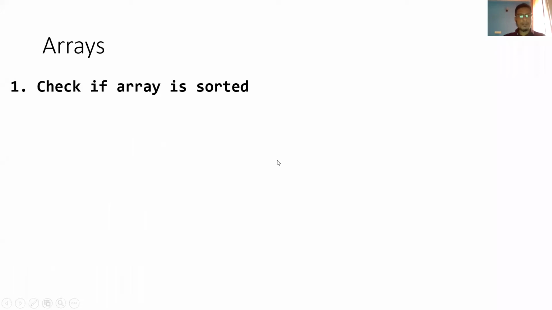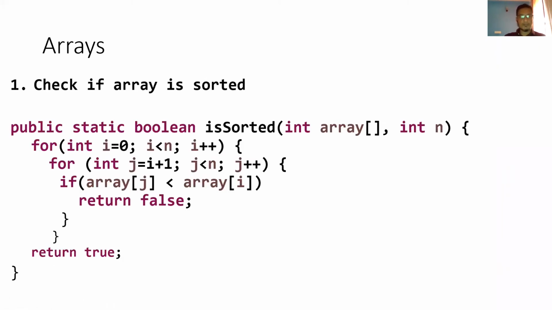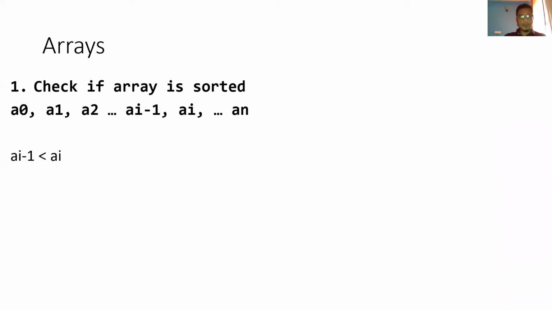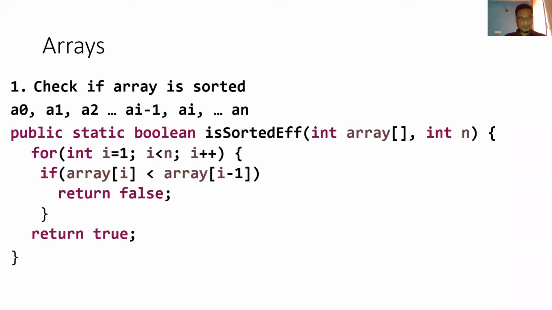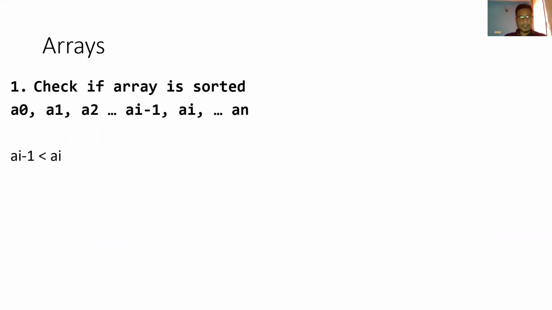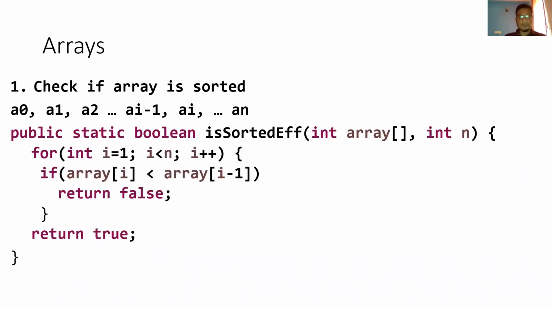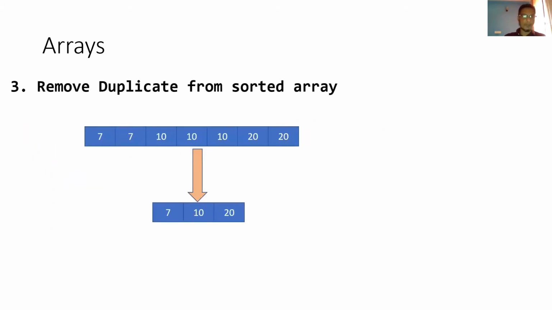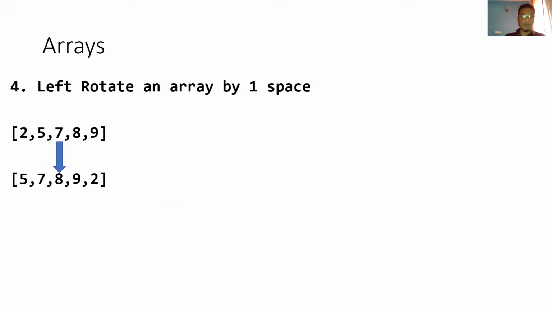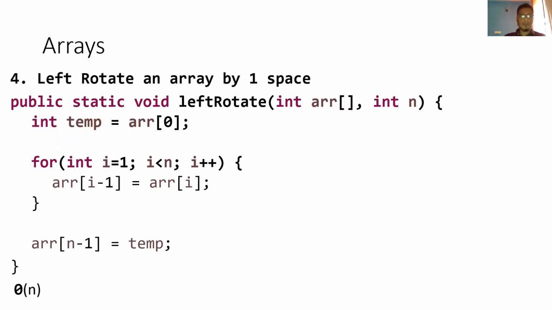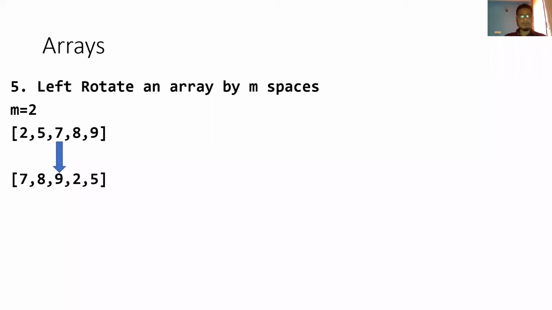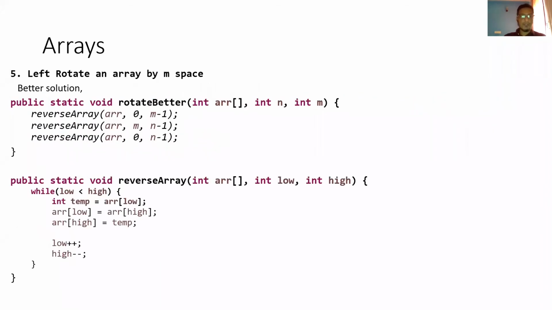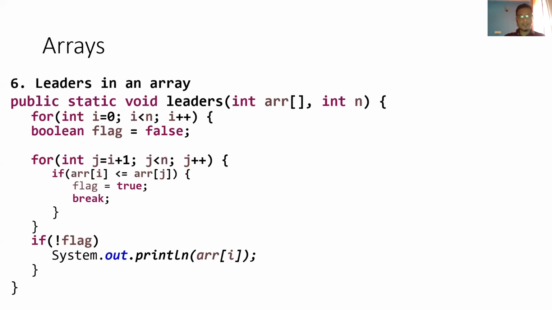So now a couple of problems also we discussed, like how we can check if array is sorted, and what are the properties of that. There is a naive approach we saw, and then we saw there is an efficient approach as well. Then reversing an array, we saw a couple of examples, right? How to remove duplicates from a sorted array, how to do a left rotate, left rotate by one space. Then we saw with m spaces, and what is the efficient solution of that.